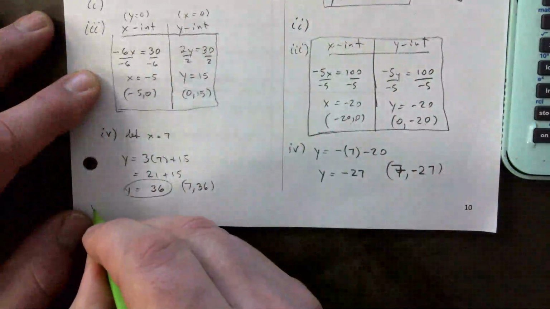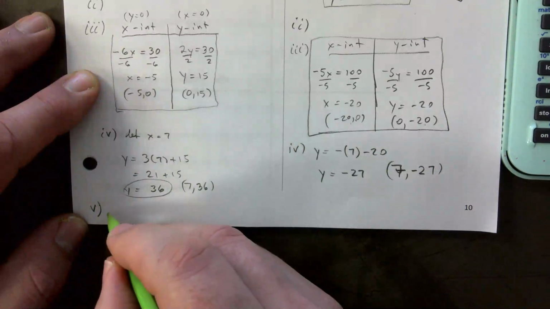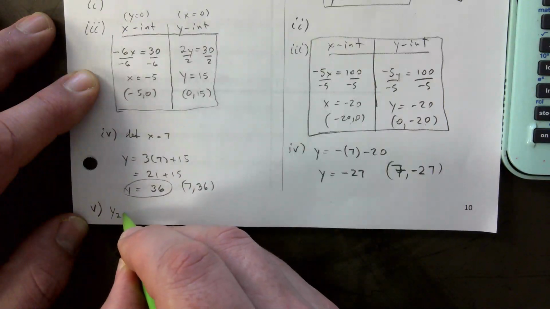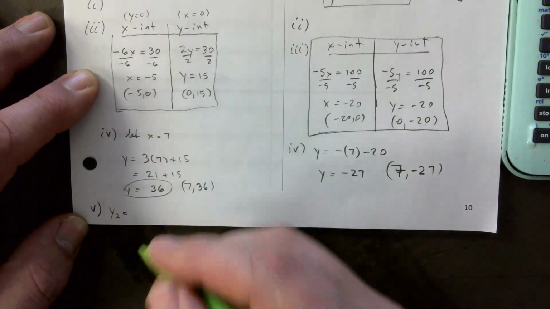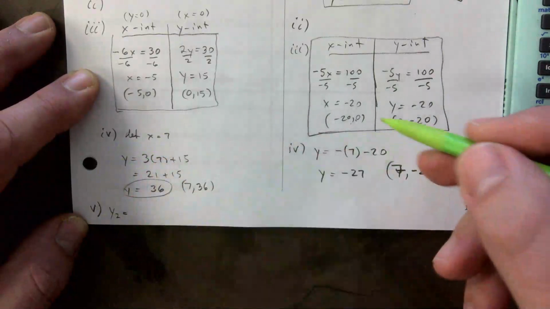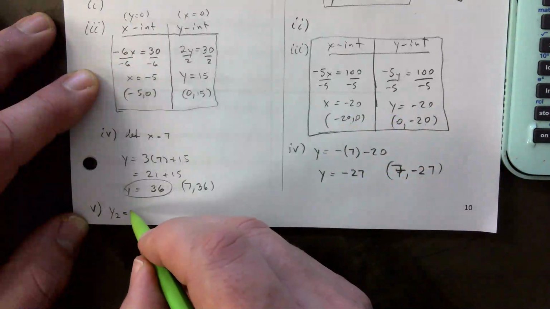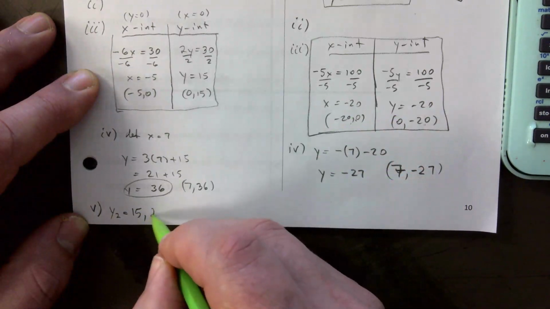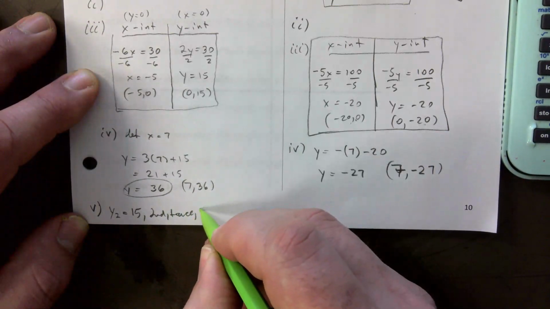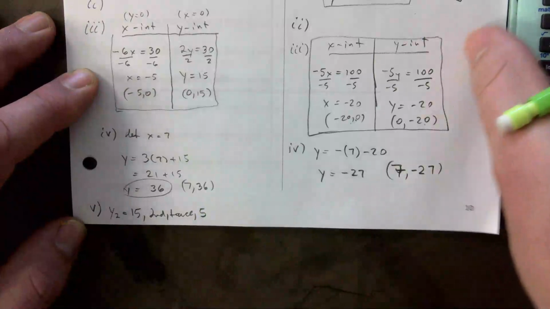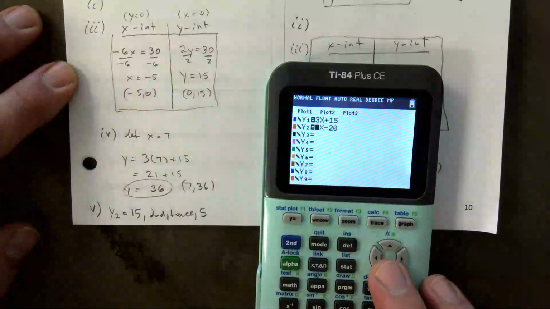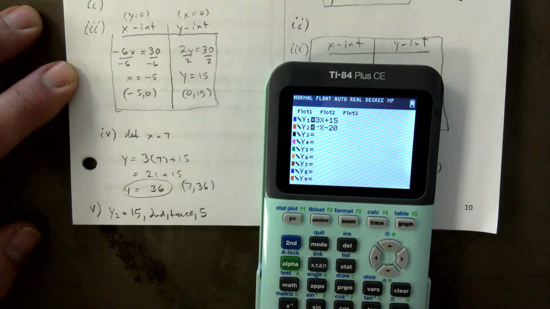So for the fifth step here, I'm gonna let y2, I'm gonna call this y2 even though it's y3. But I'm gonna first figure it out for this equation, then for that equation. I'm gonna let y2 equal to 15, and I'm gonna use second, trace, intersect. Right? Second trace 5. So let's do that. Go to our calculator. We're gonna let y3 be 15.